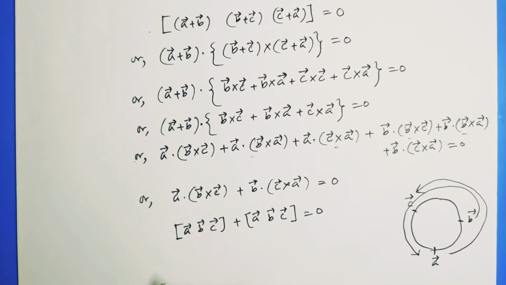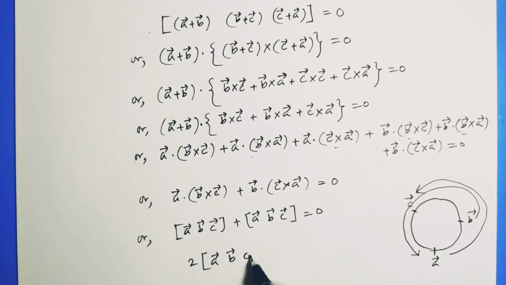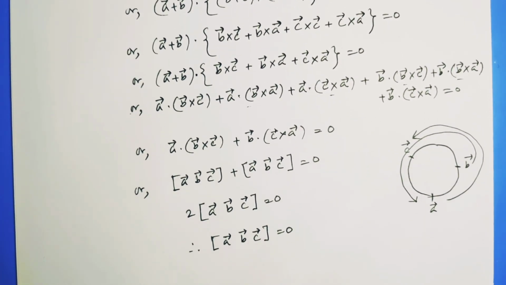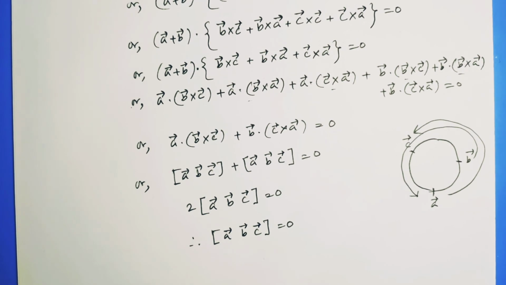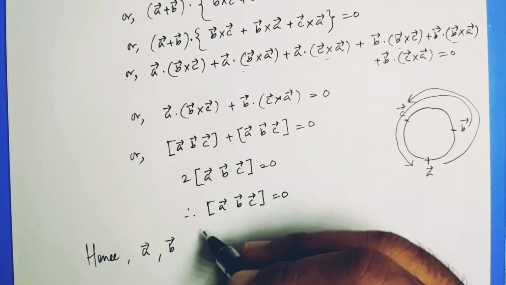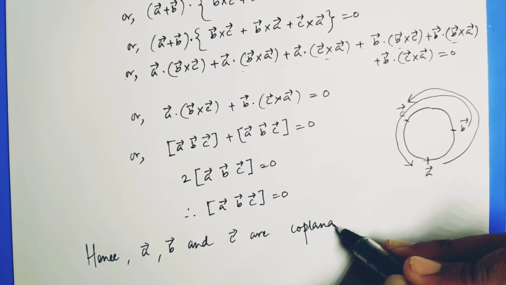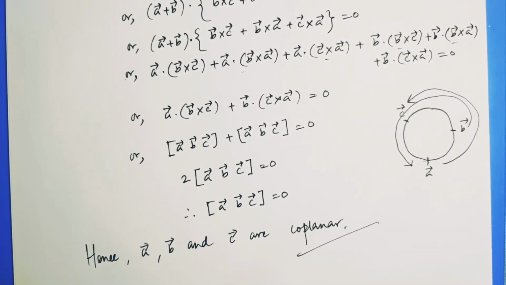Understood? Now, what do we have? 2 of [A, B, C] equal to 0. Therefore [A, B, C] equals 0. So the scalar triple product of A, B, C is equal to 0. That means what? The vectors A, B, C are coplanar. Hence, A vector, B vector and C vector are coplanar. Clear?